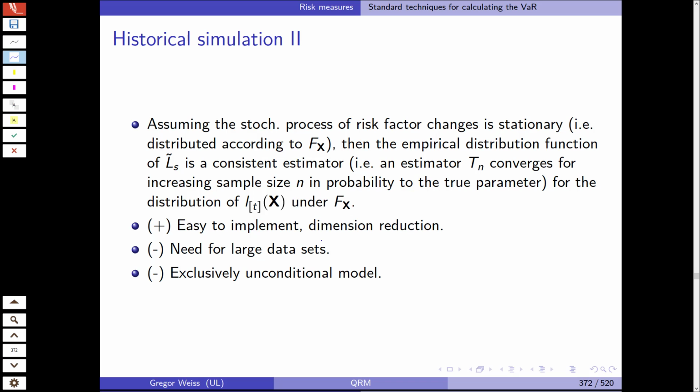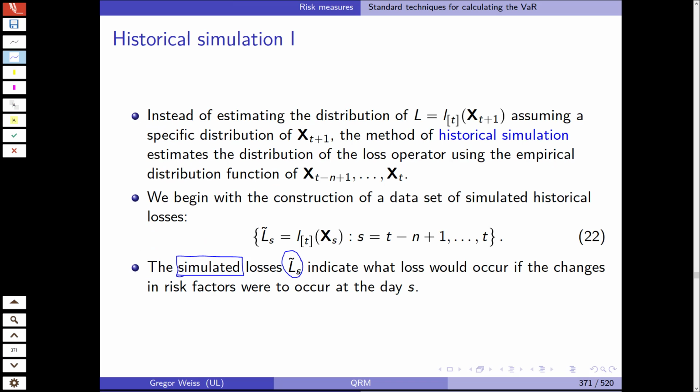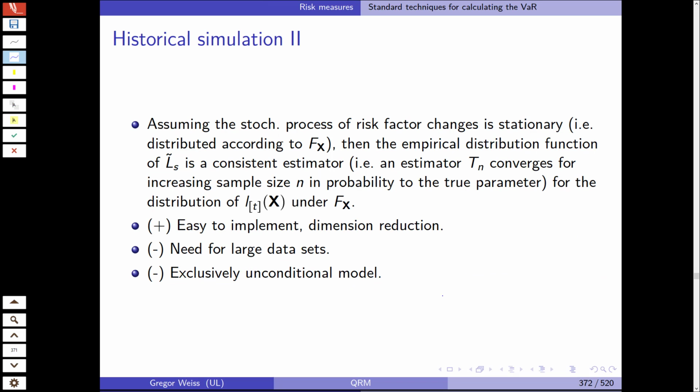What you do then is you take those simulated losses. They indicate what loss would occur if the changes in risk factors were to occur at the day S. Then, assuming the stochastic process of risk factor changes is stationary, so you can't do this with a time series model, you use the empirical distribution function of those simulated historical losses, take the quantile of that empirical distribution, and you're done. Very simple. In the discrete case, it's also simply using the histogram of simulated losses. Very easy to implement.